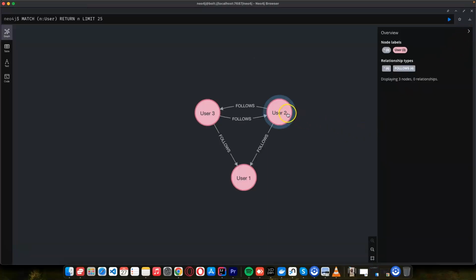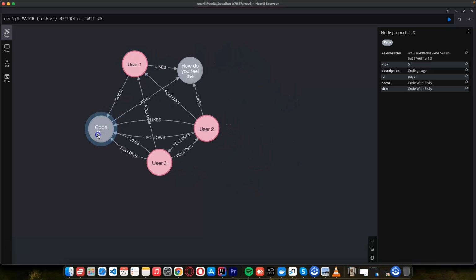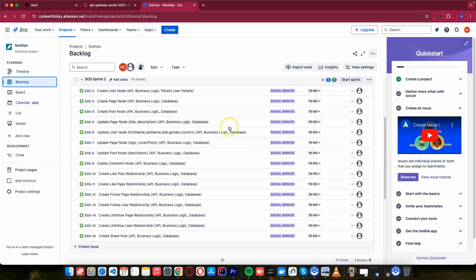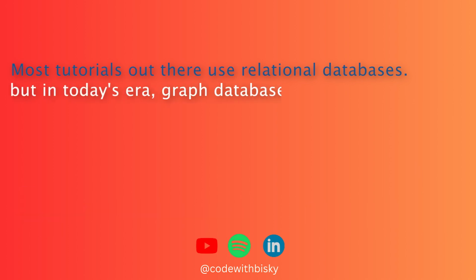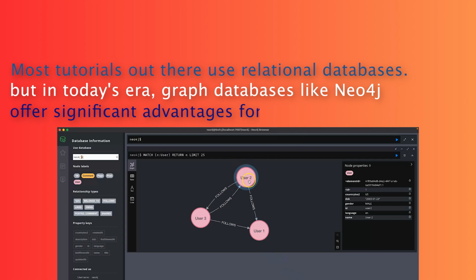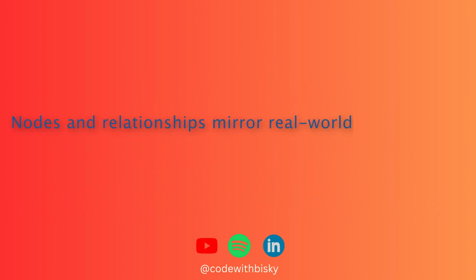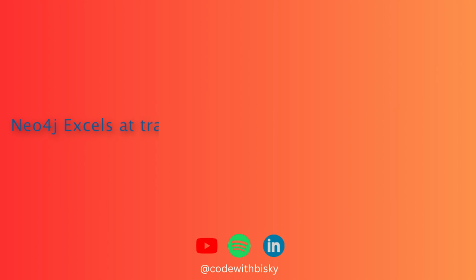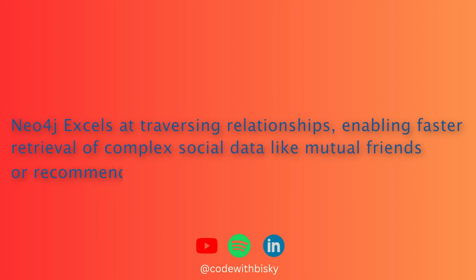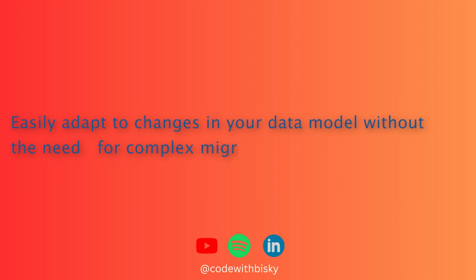We are going to create user, page, and post nodes, updating node details, establishing relationships between nodes like likes, comments, follows. Every week we will continue where we left off, adding new features and functionalities. Most tutorials out there use relational databases, but in today's era, graph databases like Neo4j offer significant advantages for social media applications, including natural representation of social networks. Nodes and relationships mirror real-world social connections, making queries more intuitive. Efficient query performance: Neo4j excels at traversing relationships, enabling faster retrieval of complex social data like mutual friends or recommendations. Flexibility and scalability: easily adapt to changes in your data model without the need for complex migrations.